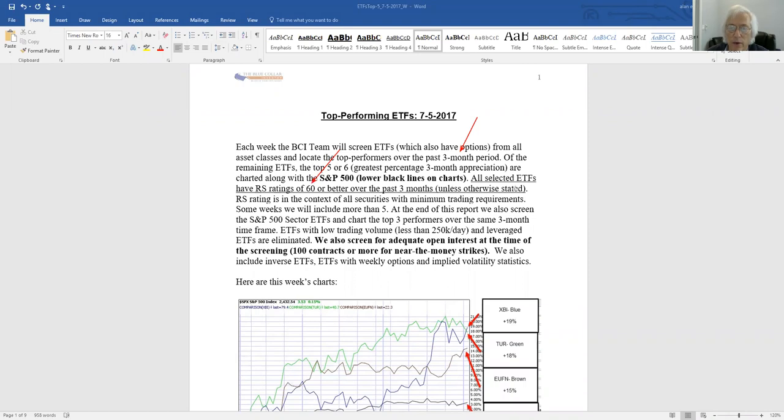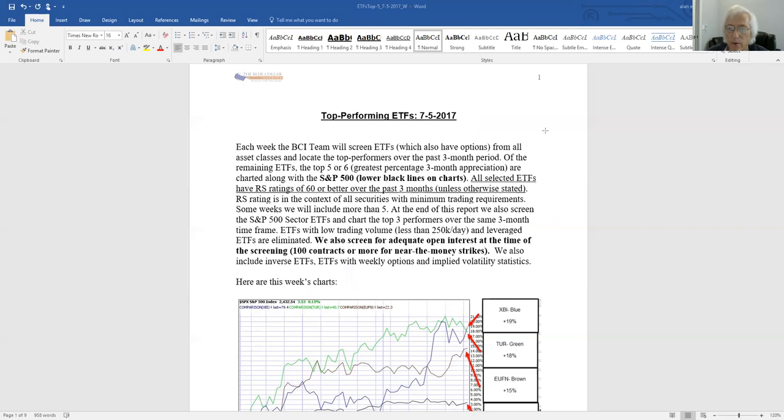So they're going to have an RS, a relative strength rating, of 60 or higher, putting them in the top 40% of all ETFs over the past 3 months. We also want to make sure that they have an average trading volume of 250,000 shares per day or higher. And we eliminate leveraged ETFs, those that target 2 to 3 times the performance of an ETF on a daily basis. We also want a minimum of 100 contracts of open interest, and that relates to option liquidity in terms of getting favorable pricing if we ever need to buy back our options. So those are the criteria that we use when we're screening.